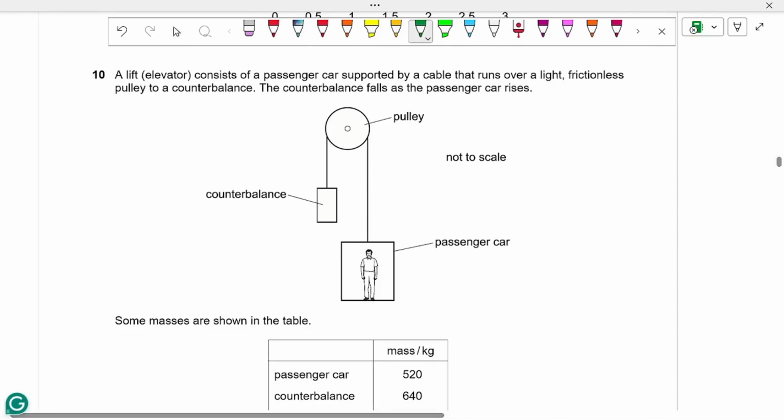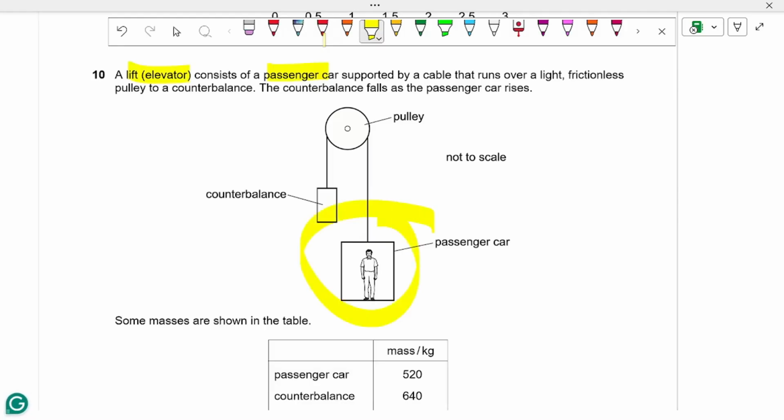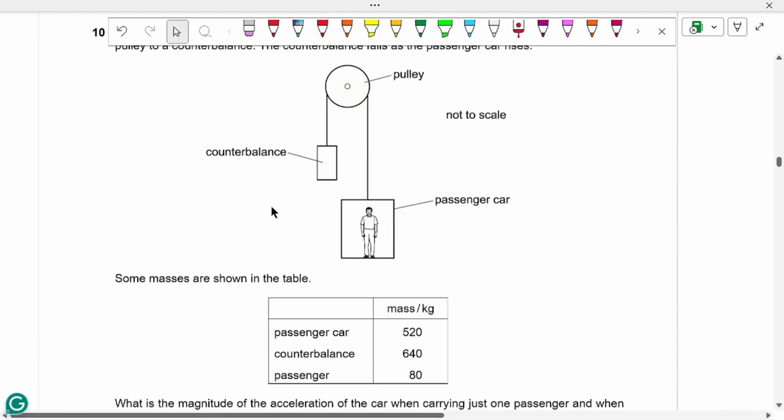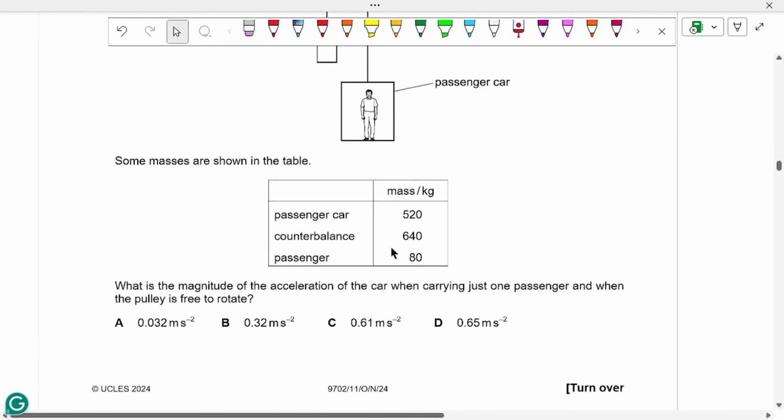Question 10. I give you a lift, an elevator that consists of a passenger car. So we have a passenger car over here, supported by a cable that runs over a light frictionless pulley to a counterbalance. The counterbalance falls as the passenger car rises. We're given some masses here. Very nice. Thank you, Cambridge.